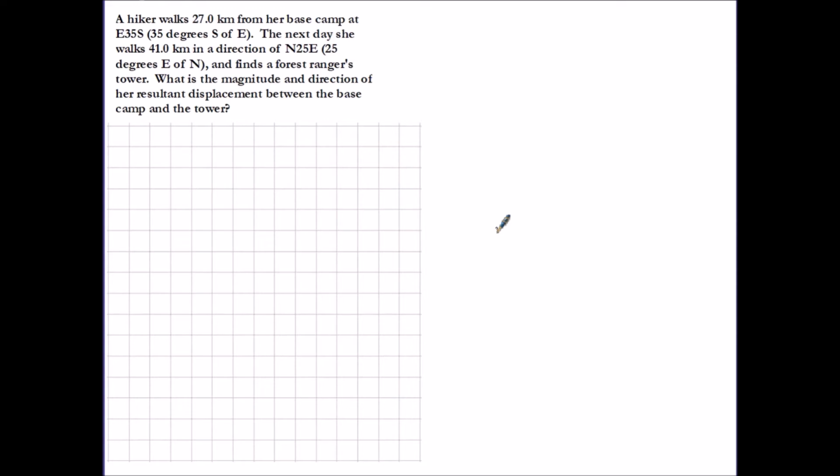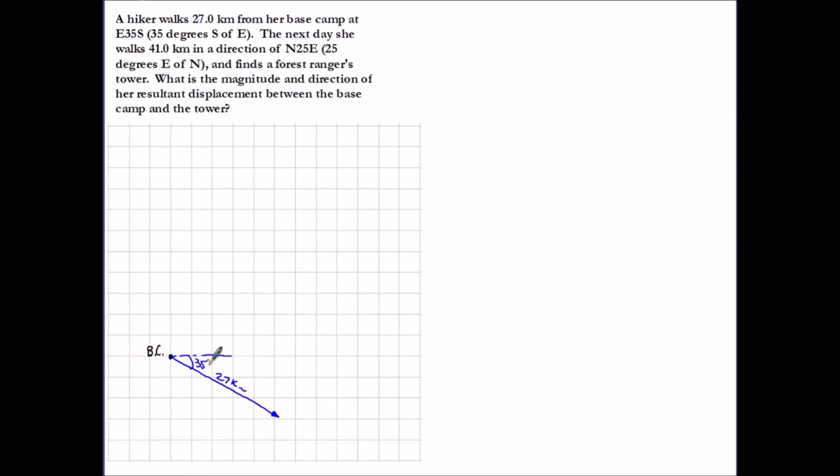So anytime we have a vector addition problem, we always want to start with a sketch, even if we're going to do this mathematically. The sketch just allows us to make sure that we've interpreted the problem correctly. So this is her base camp. She starts out walking 27 kilometers, 35 degrees south of east. Let's use some color coding here. So I'm going to draw that as a blue vector. And again, I'm just going to approximate this. Let's label that 27 kilometers. And the angle of 35 degrees south of east is right here.